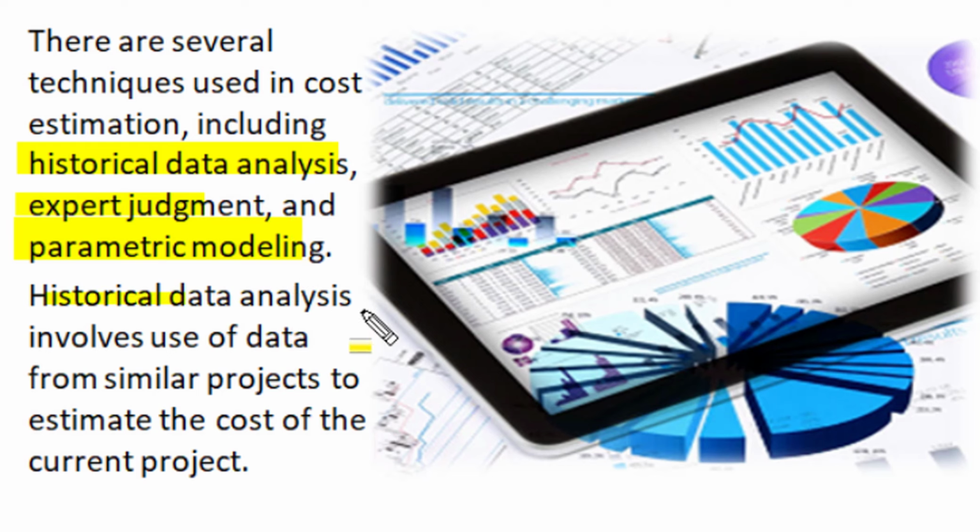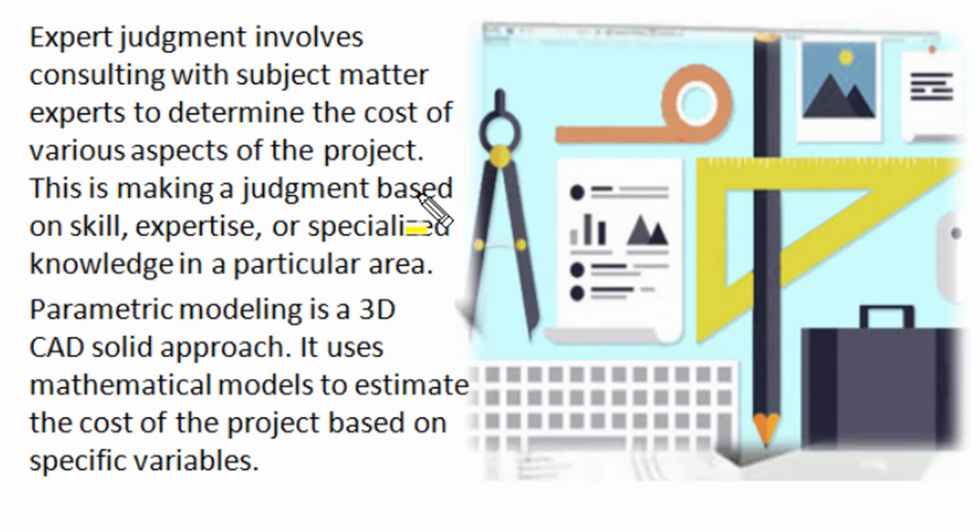In historical data analysis, we use data of similar types of projects and compare those data with our current project and get an idea of the estimated cost of our current project on a comparison basis, and this comparison with previous similar types of projects is called historical data analysis. Another way of cost estimation is expert judgment.